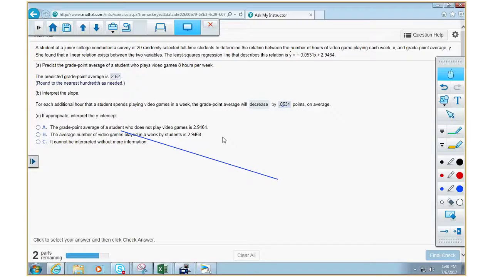If appropriate, interpret the y-intercept. The y-intercept is 2.9. When they hit 2.9 for y, that means they're not playing any video games. They're getting at least a B average? Whatever it says, it's the average grade point average of a student who has not played video games. There we go.